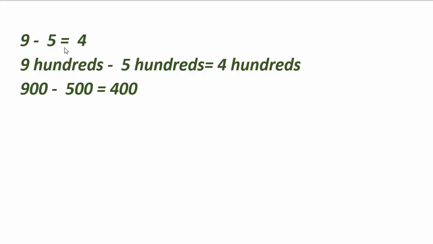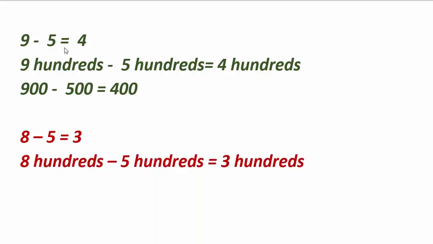Can I move to another example? Yes. 8 minus 5 equals 3. Very good. 800 minus 500 equals 300. Written with numbers, 800 minus 500 equals 300. Very good. Well done, my dear students.